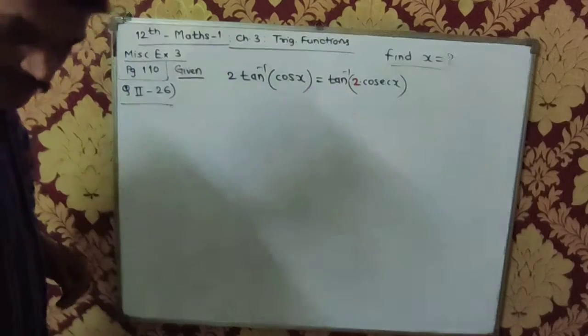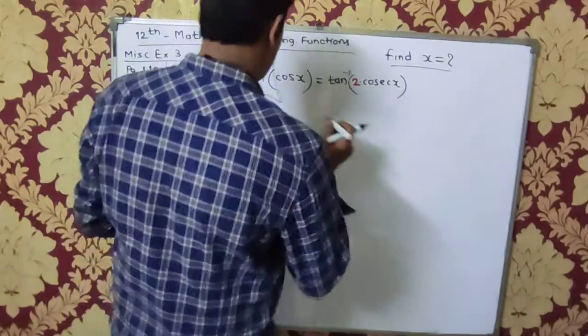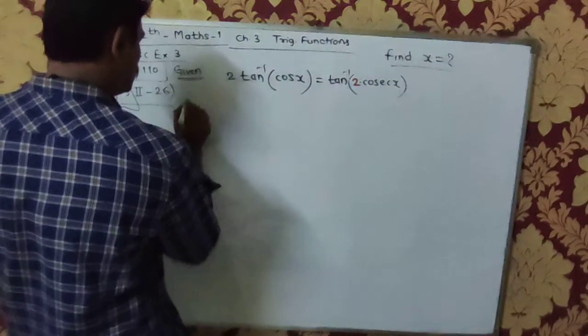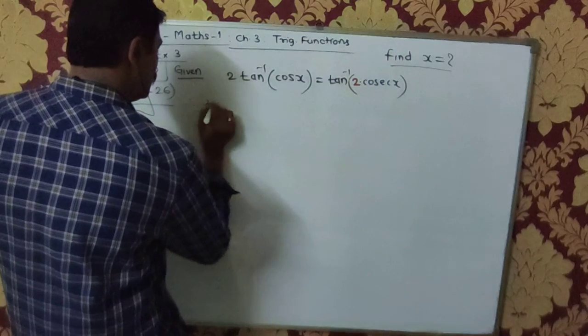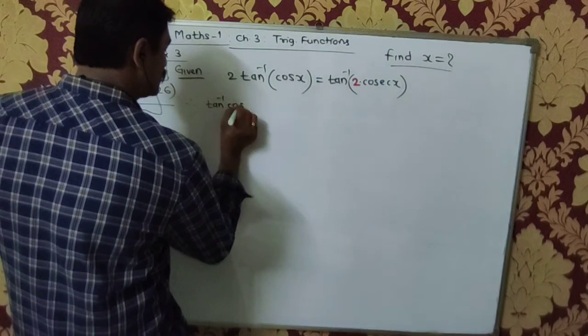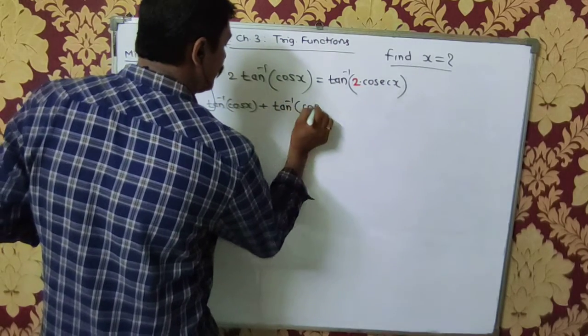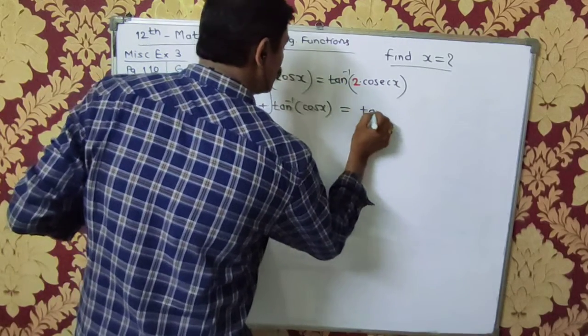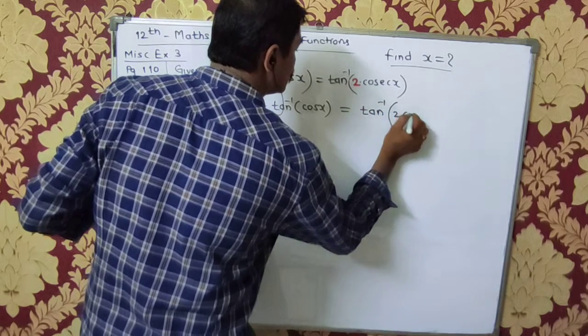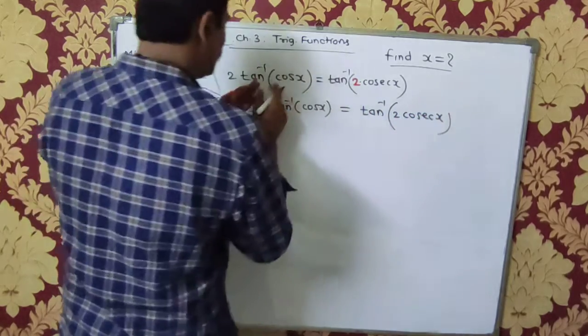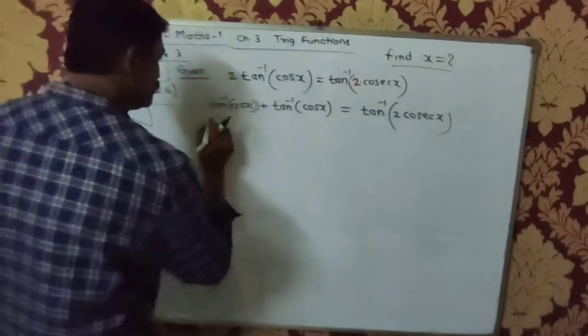Now, again as I told you, when I'll be using the formula, this is given to us. Therefore, इसको मैं split करूँगा. Tan inverse of cos x plus tan inverse of cos x is equal to tan inverse of 2 cosec x. इसे मैंने split किया 2 times. And here I use the formula now.